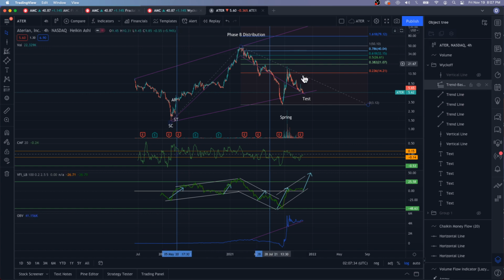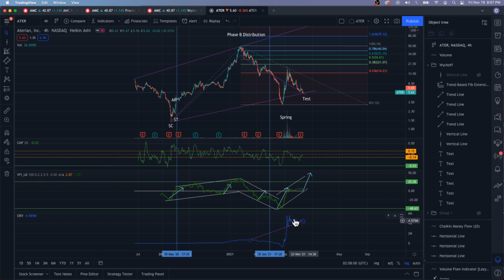So this is the whole move, okay? Go down to the spring. And of course, what happens at the spring? Look at this volume influx. Look at this. This is massive. If you look at the top here, we went from basically 700,000 all the way up to 4.5 million, almost 5 million.